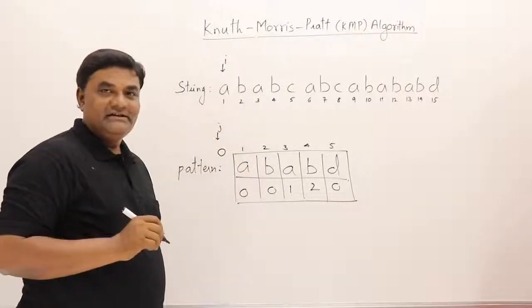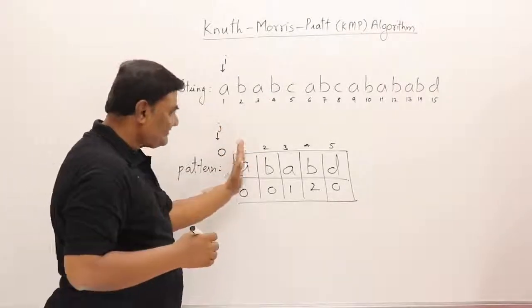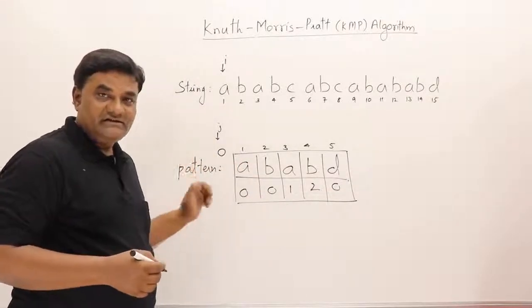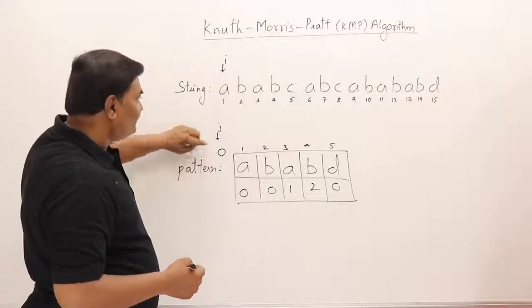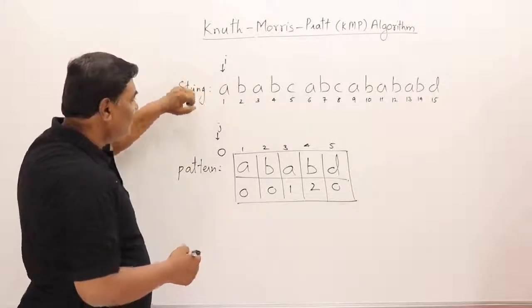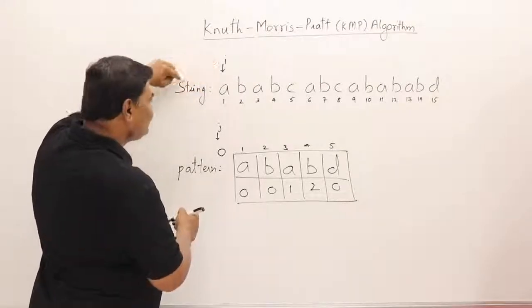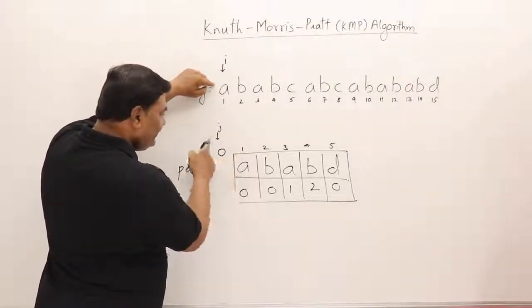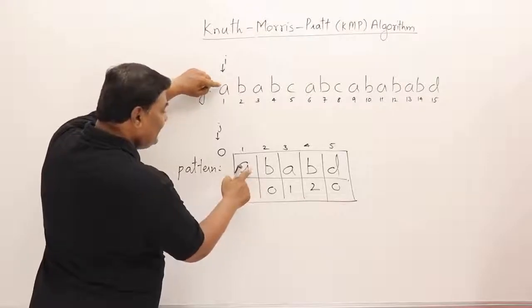This is a special thing. You can start from here also, but the working will change a little bit. I am starting from 0. This is easy. Let us watch. J is on 0, I is on 1, first alphabet. Now compare this string of I with the pattern of J plus 1 being here. Check the next alphabet. They are matching.